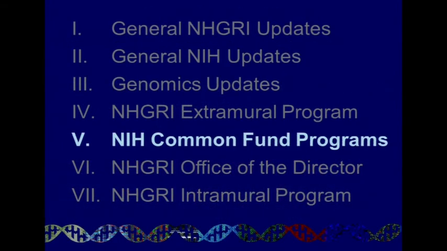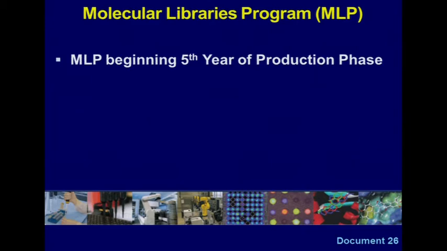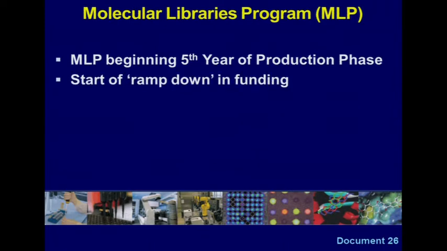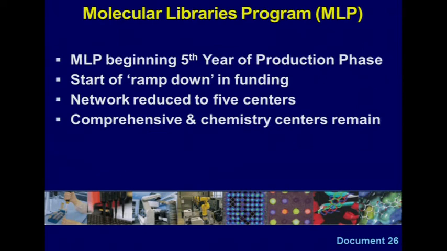And speaking of the NIH Common Fund, let me give you some updates about Common Fund programs and projects, starting off with Molecular Libraries Program, MLP. Molecular Libraries Program is now in the fifth year of its production phase. This is actually the eighth year of the program overall, which represents its penultimate year. As such, the ramp down in funding has started and the network has been reduced to 5 centers. A total of 5 comprehensive and specialized chemistry centers remain, which will be funded at reduced levels next year.